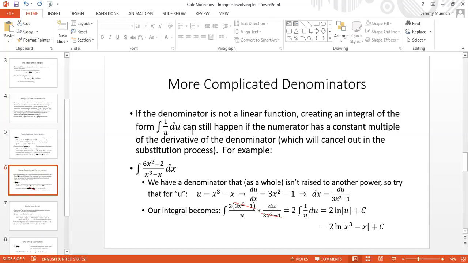We've got that form that we want. So here, the moment we have this form, that means it's an ln. So this becomes 2 times ln of the absolute value of u plus c, and then we just put our original function back. So 2 times ln of the absolute value of x cubed minus x plus c.